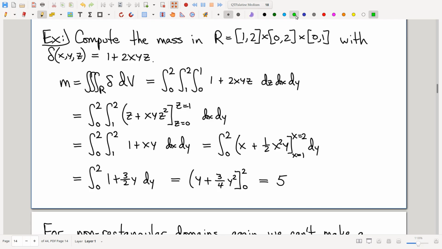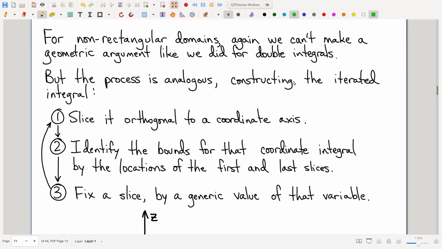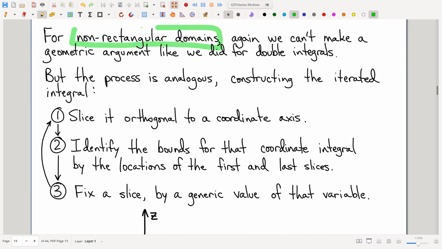Okay. Now what do we do with non-rectangular domains? Here is another instance where I'm not going to be able to give you the same arguments that we did when we were looking at double integrals. Just think back for a quick moment. How did we approach non-rectangular domains for double integrals? Well, I drew one. In particular, I drew a volume under a graph over a non-rectangular domain, and I visually sliced it, and we looked at what those slices look like. And we came up with an argument about how to find the bounds, et cetera.